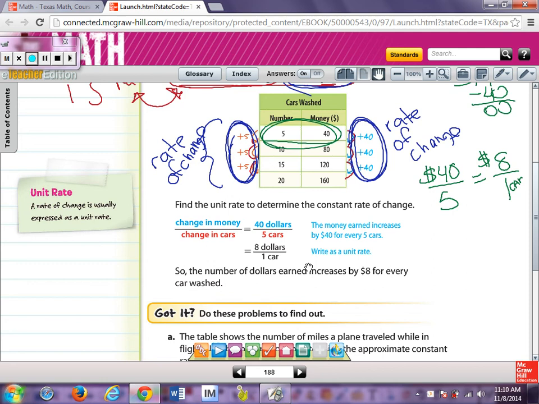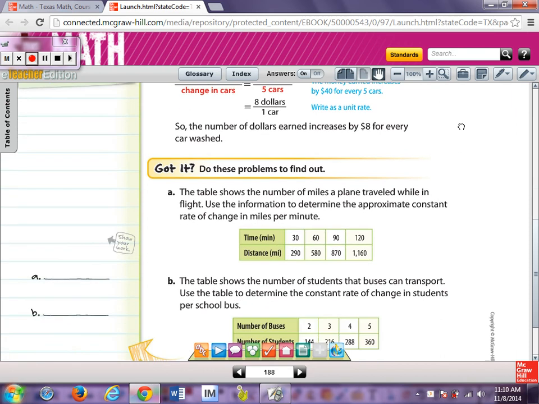Now here we have a little side note which kind of reinforces what we discussed, and it says the unit rate. A rate of change is usually expressed as a unit rate. That means they're the same exact thing. A unit rate is the rate of change. Very easy.